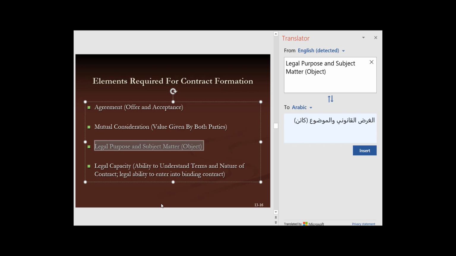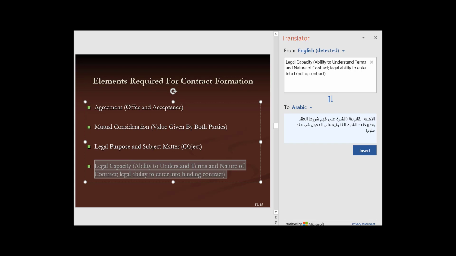Legal capacity: the ability to understand the nature of what they're doing. What are they thinking? Are they able to understand? Are they able to think? Do they have the right age? That's legal capacity. Minors cannot enter into contracts by themselves.